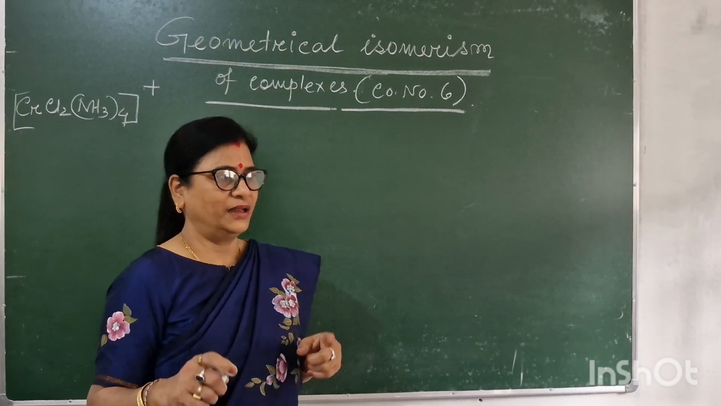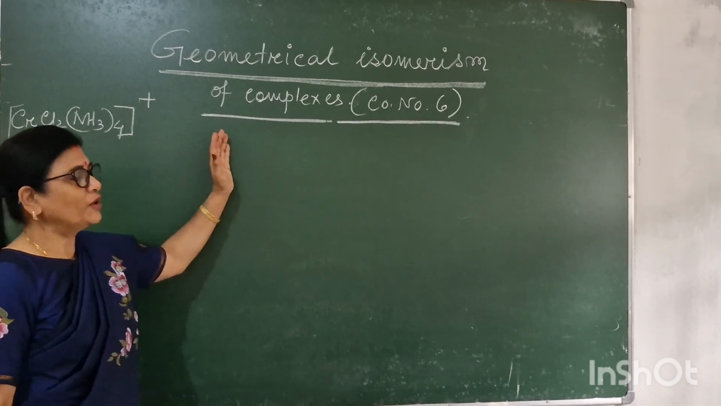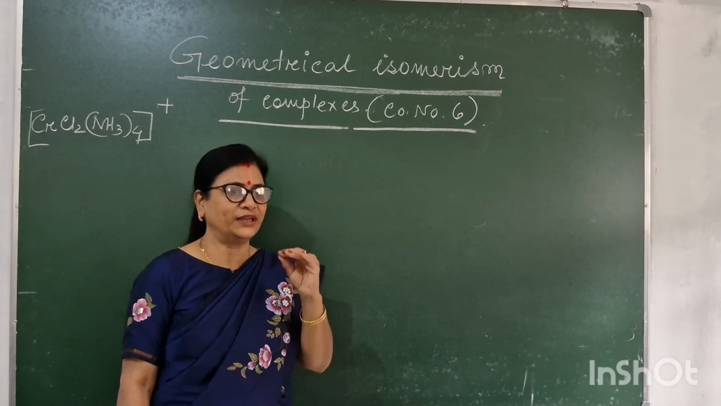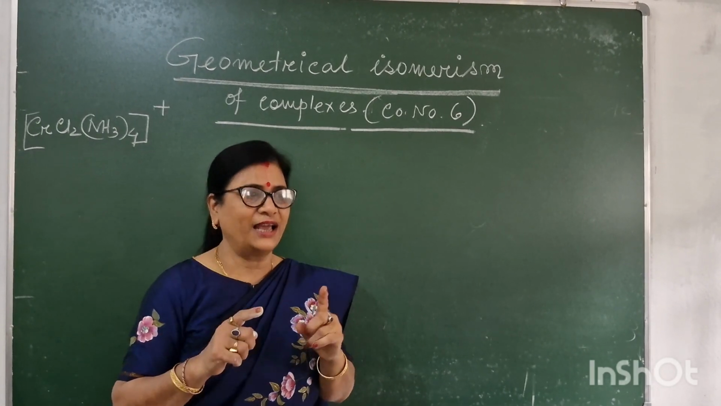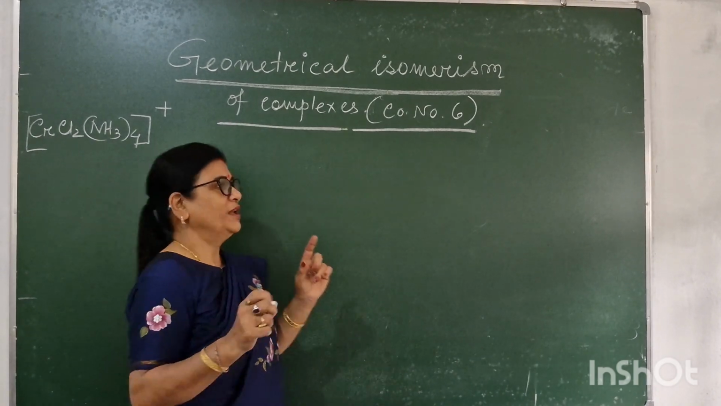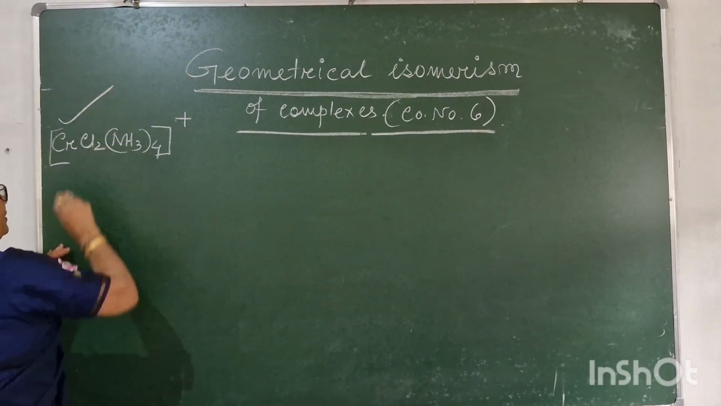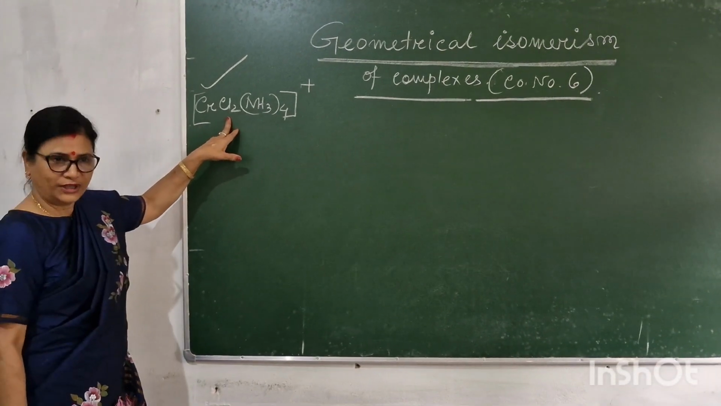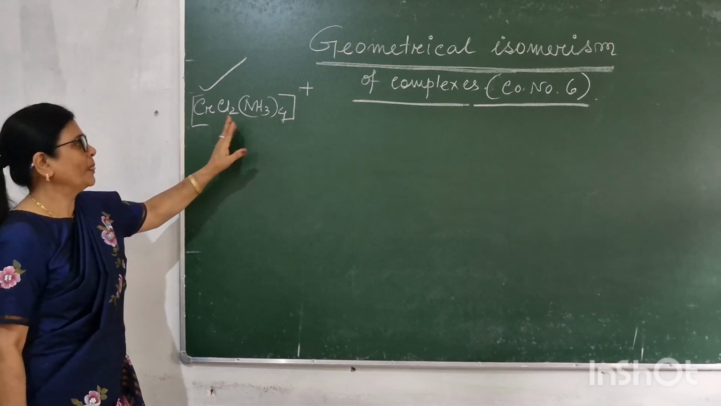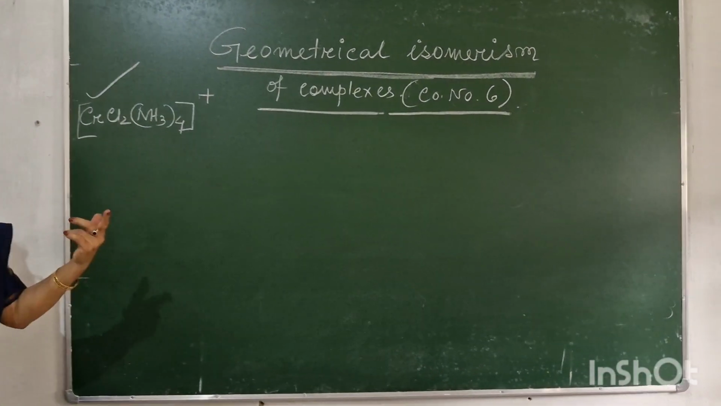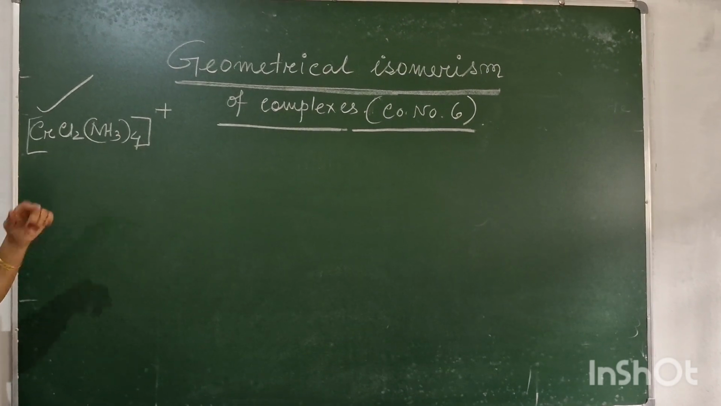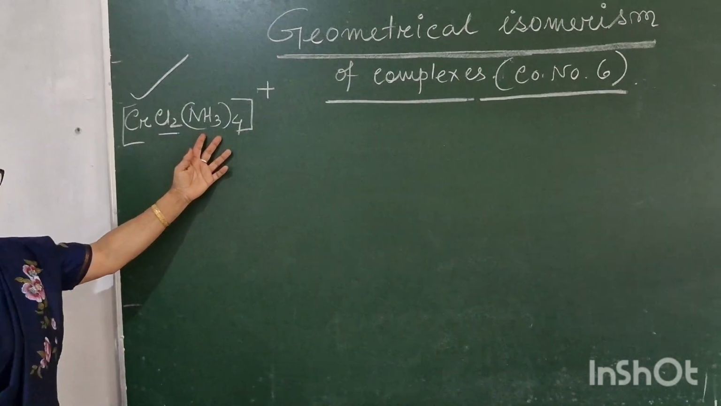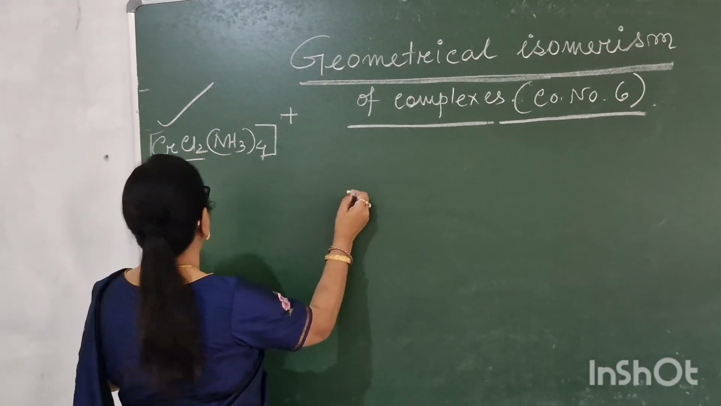Now I will discuss geometrical isomerism of complexes having coordination number 6. You know that when the coordination number of a central atom is 6, the structure is octahedral. Let us consider this complex, where the coordination number of chromium is 6. Here 2 chlorido ligands and 4 amine ligands are present. Now, what will be the structure of the geometrical isomers? One will be cis, another will be trans. We can draw the cis and trans isomers like this.